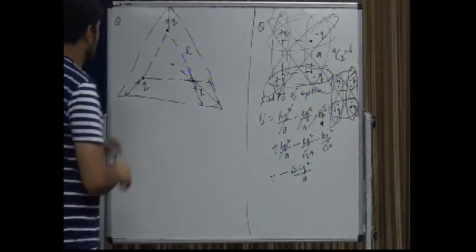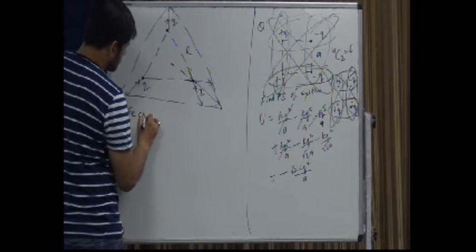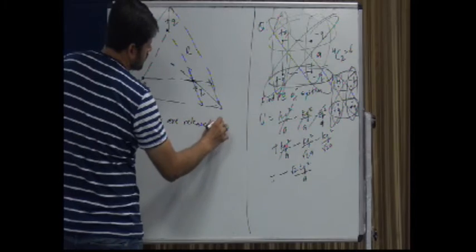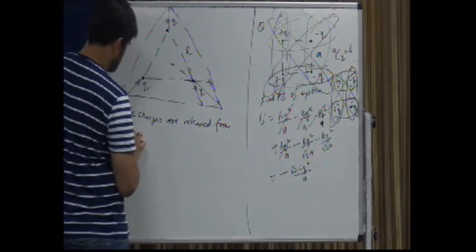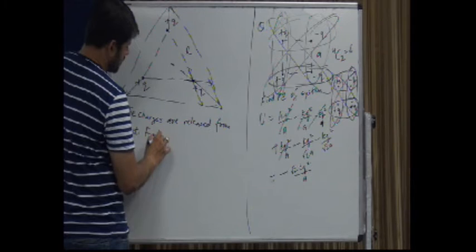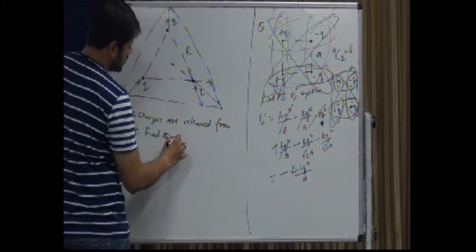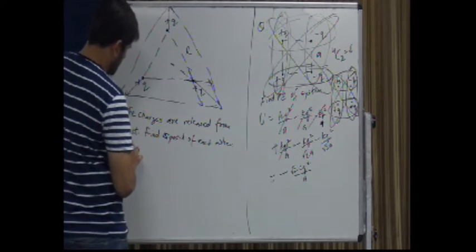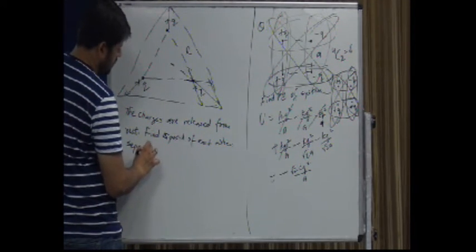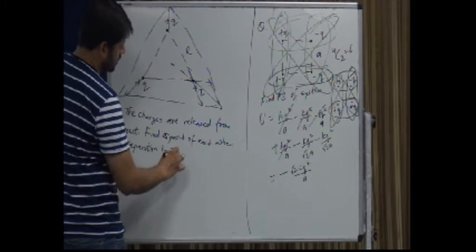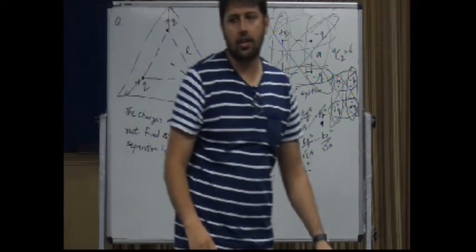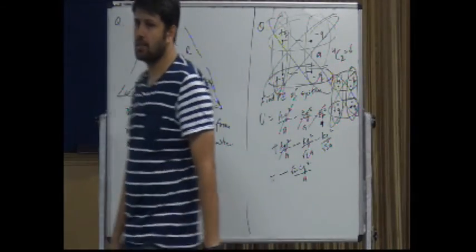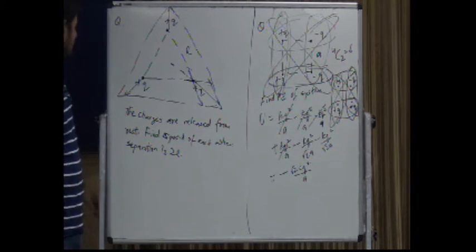So now the charges are released from rest. Find the speed of each when the separation is 2L. When the triangle becomes double in side, at that moment you need to calculate.